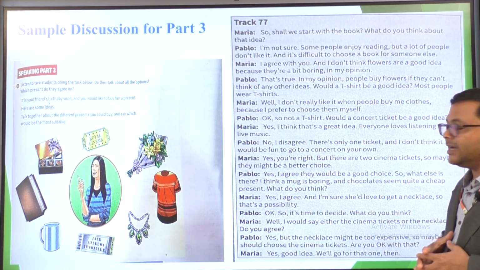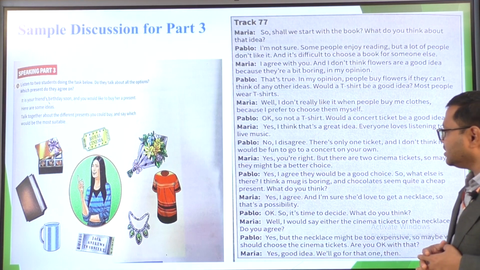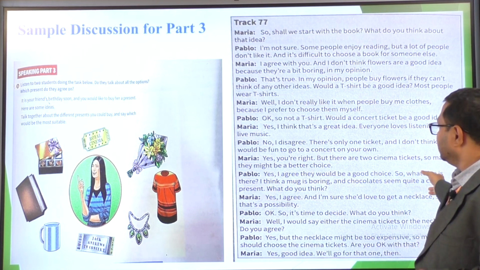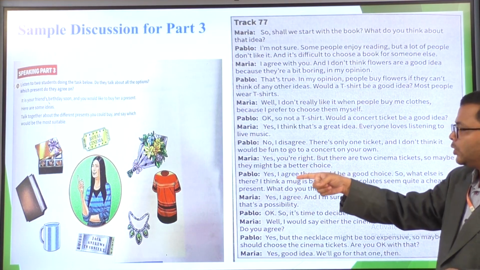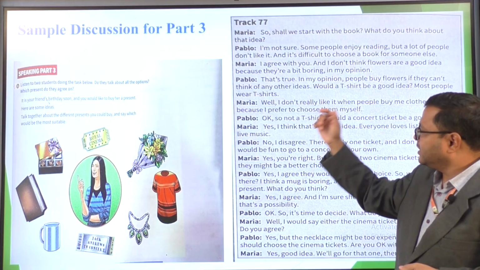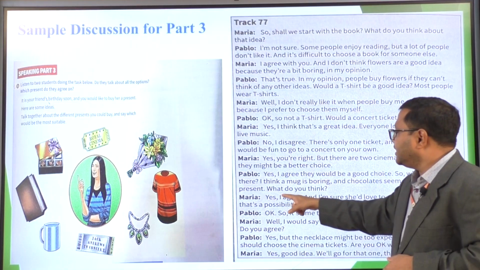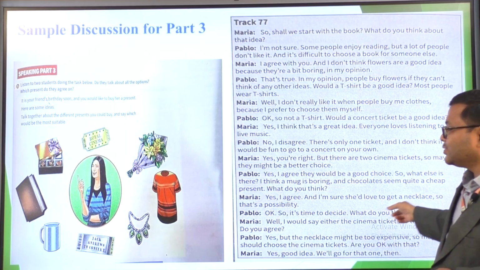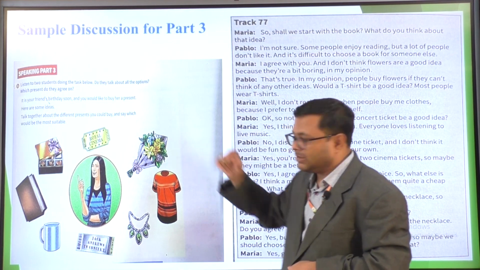So what else is there? Pablo says, I think a mug is boring and a chocolate seems quite a cheap present. What do you think? The mug is too boring, and chocolate is a very obvious one, which their friend might eat every day. Maria immediately agrees and says, I am sure she would love to get a necklace. So that is a possibility as well. They are shortlisting the necklace and cinema tickets.